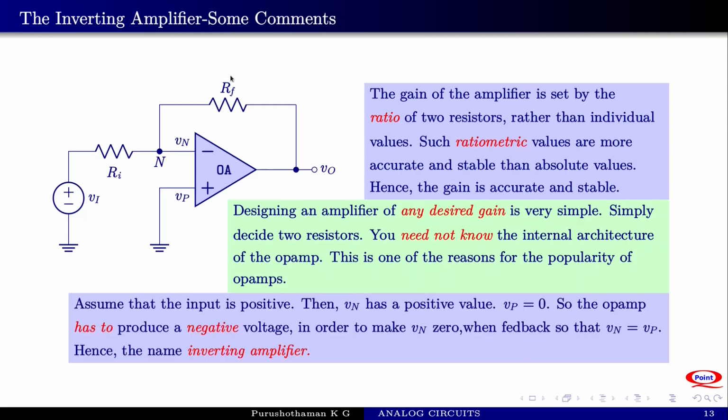Now, how is the operational amplifier making Vd 0? Assume that Vi is positive. So the voltage at N tends to be positive. So the operational amplifier will have to generate a negative voltage which when fed back to N makes Vn equal to Vp. This is what the operational amplifier is doing when a negative feedback is connected. So it produces a negative output for positive inputs. Then only the voltage can be cancelled. Since it produces a negative output for positive inputs, it is called an inverting amplifier.